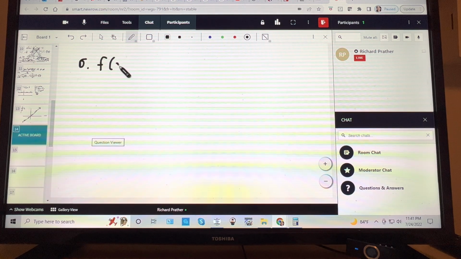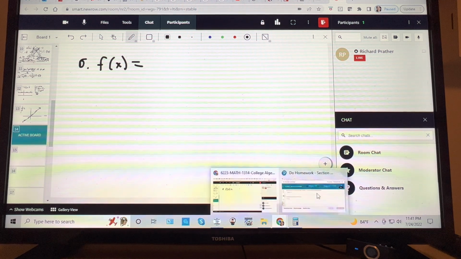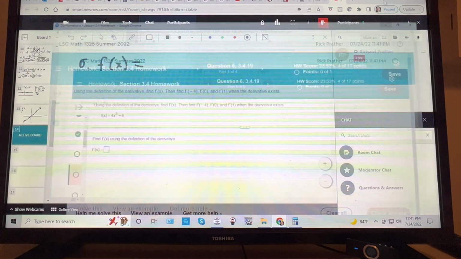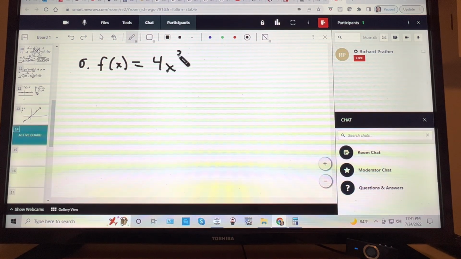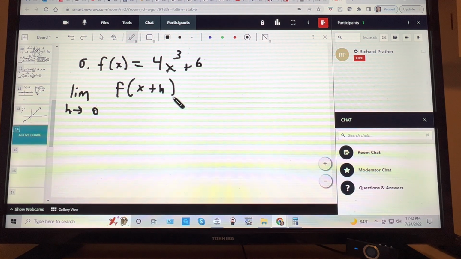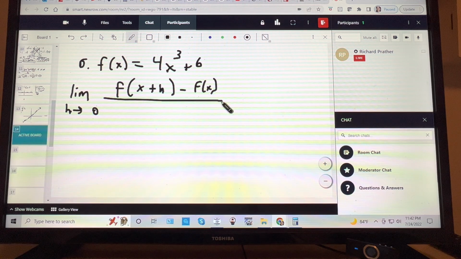So I'm given a function 4x cubed plus 6. So if you do the limit as h approaches 0 of not f of 2 plus h, but f of x plus h, we're just going to leave it as x instead of plugging a number like 2 or 3 in. So f of x plus h, minus f of x, all over h. We're going to do this in general terms first, and then it'll be easier to plug in multiple x values instead of doing one specific x value and having to start all over again.